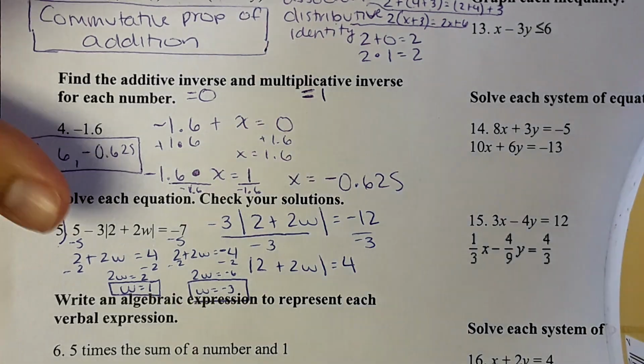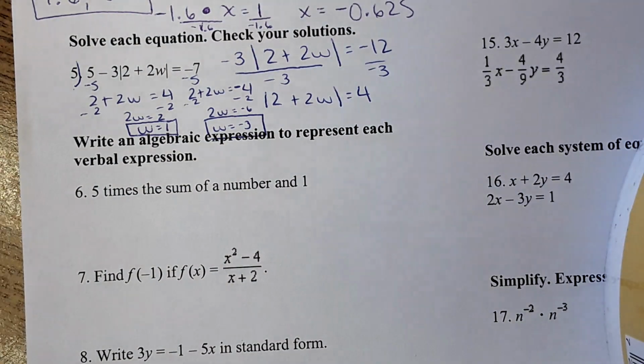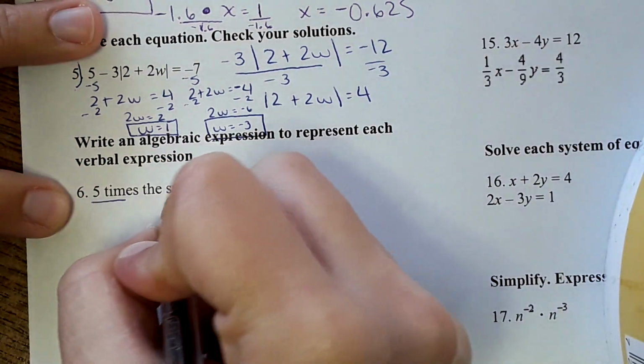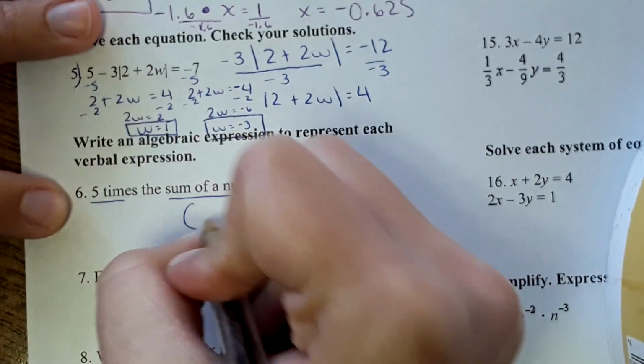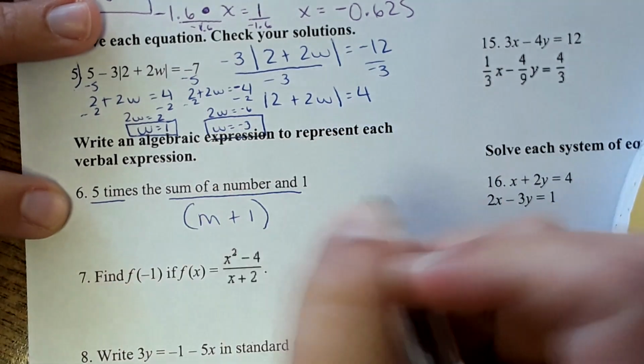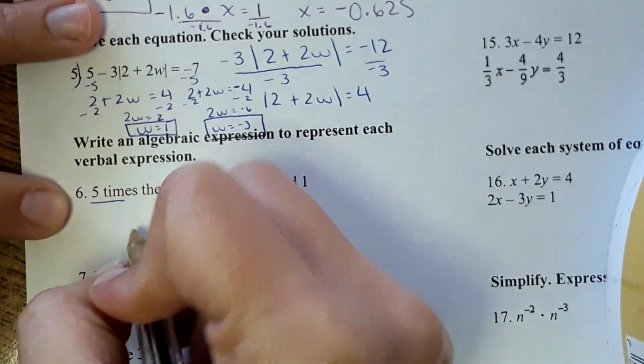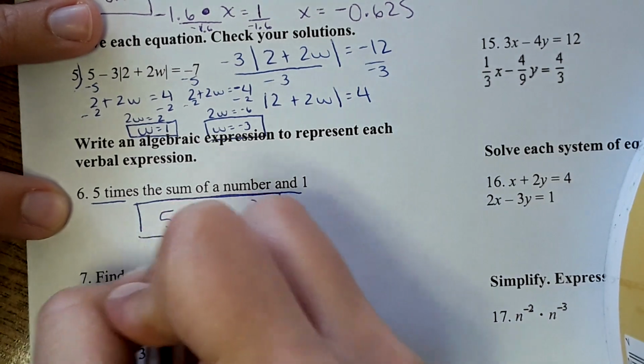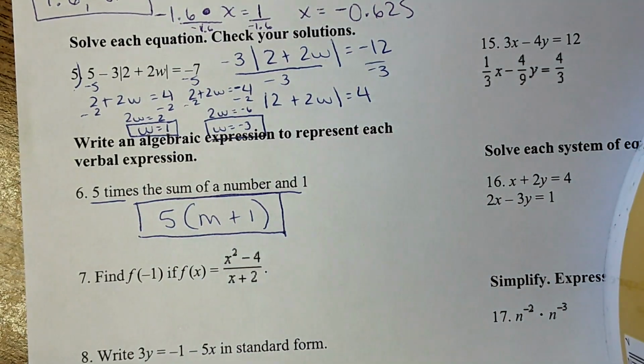Next one. Write an algebraic expression to represent each verbal expression. 5 times the sum of a number and 1. The sum of a number plus 1, and 5 times that. Why did I use m? That's what the answer key had. That's why I used m.